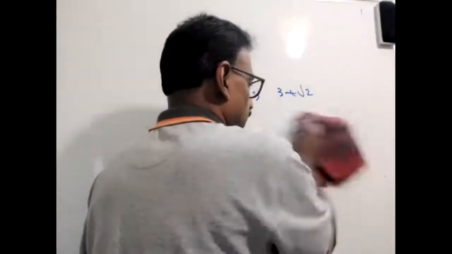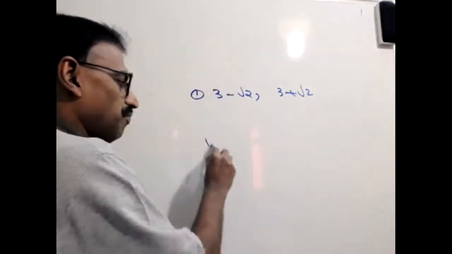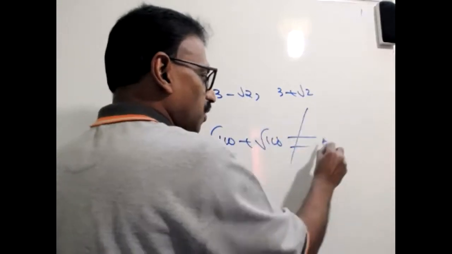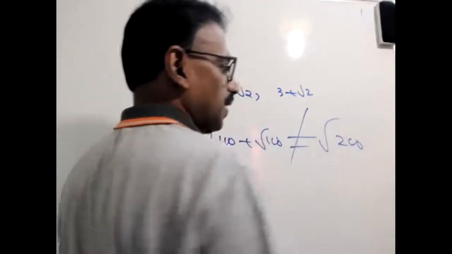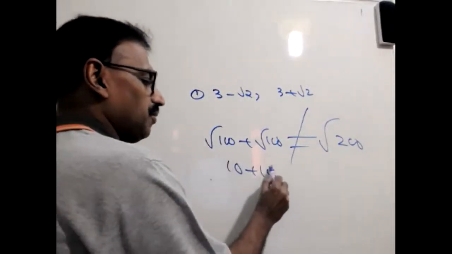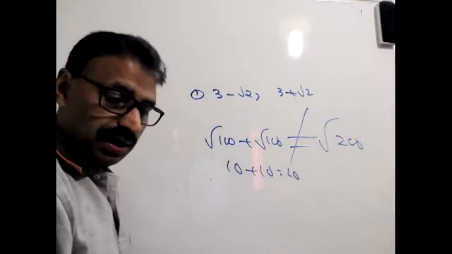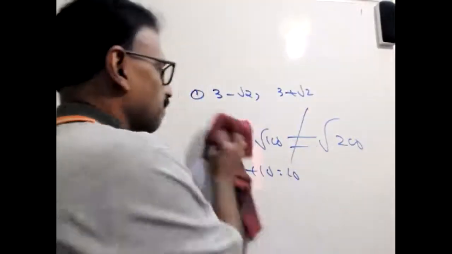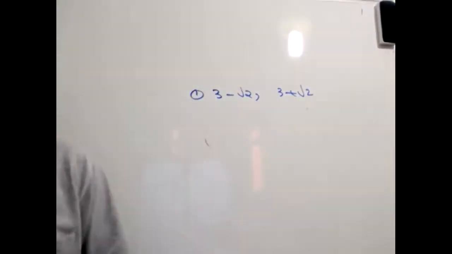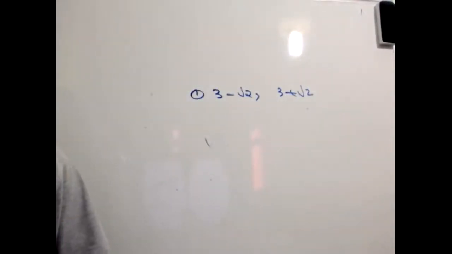Okay. Look here. Root of 100 plus root of 100 is not equal to root of 200. Actually, 10 plus 10 equals 20. Like that only. So now you said root of 3 plus root of 6 is root of 9. Look, Viraj, it's wrong, what you're telling.